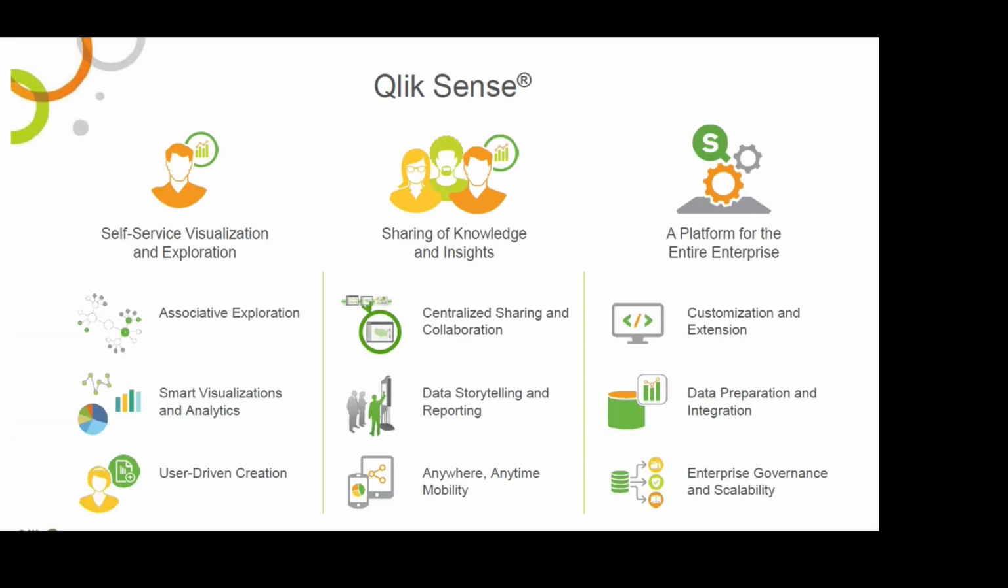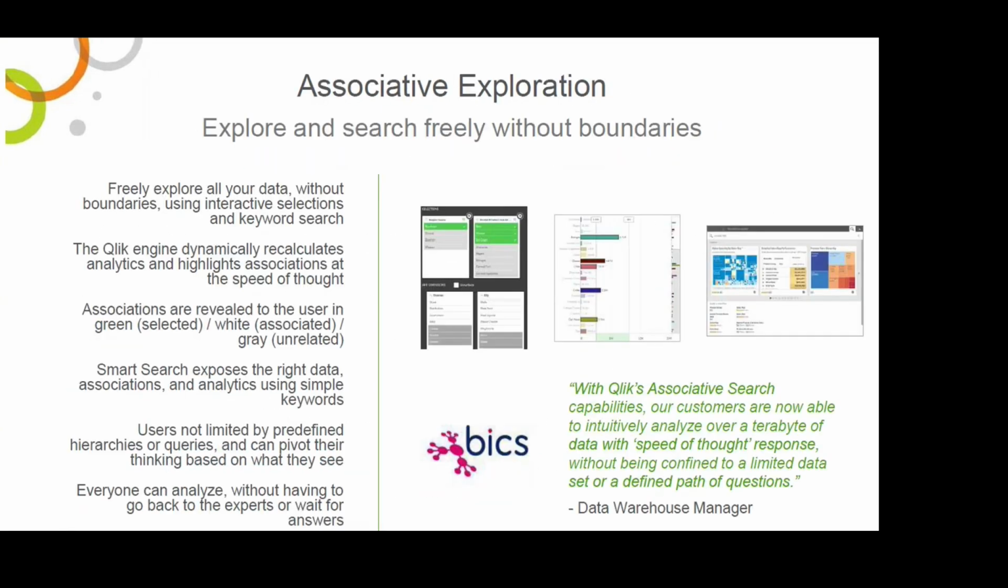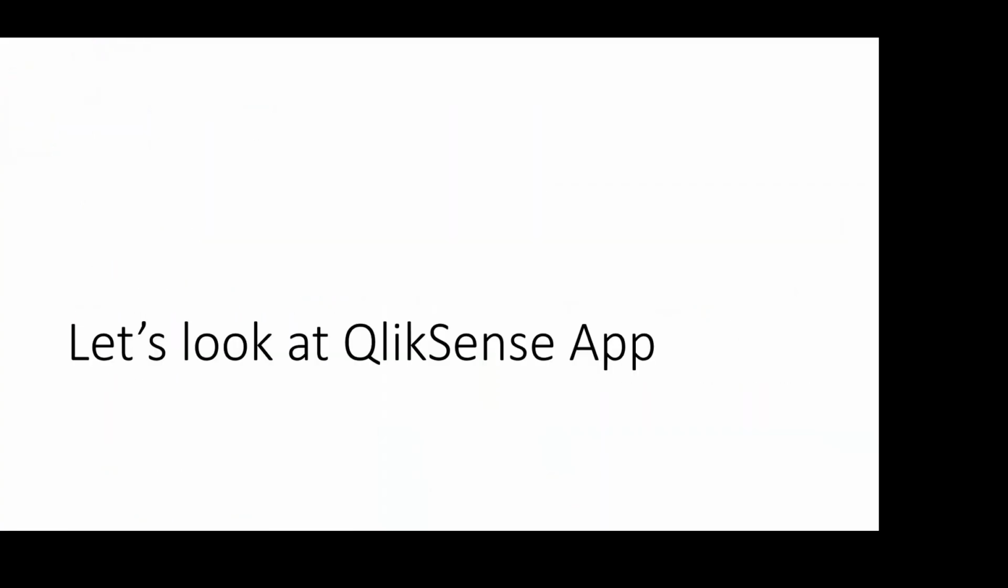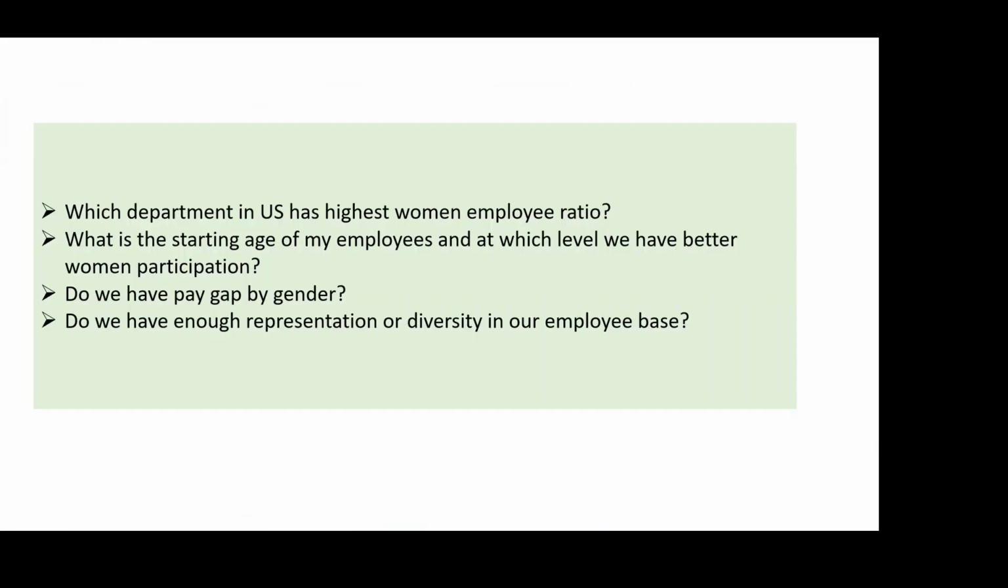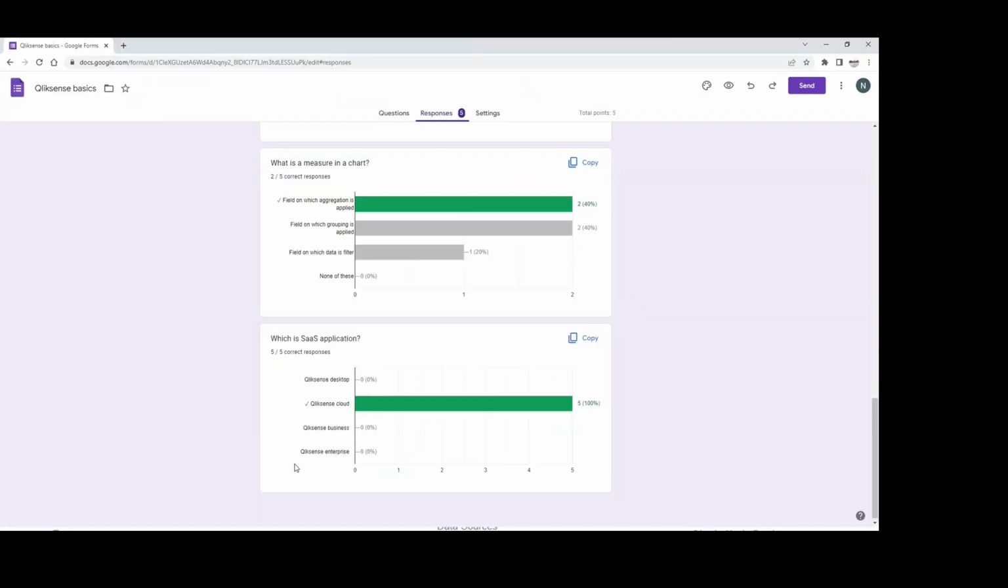on Qliksense, right? And then we looked at associativity, how it works, the power of green, white and gray, some of the use cases by the clients who have used it. And we looked at a Qliksense app, right? Now, next step is understanding the architecture of Qliksense and downloading Qliksense on our local systems. Okay, so before we do that, I want to spend some time on the content which is uploaded online.